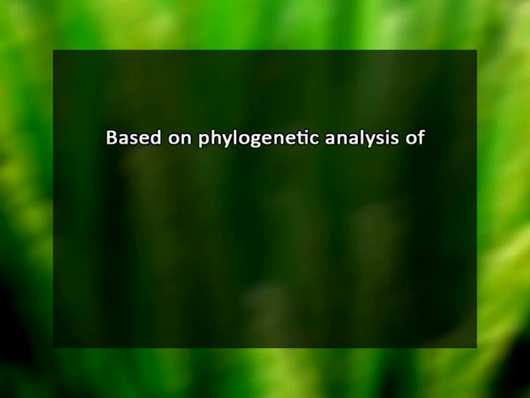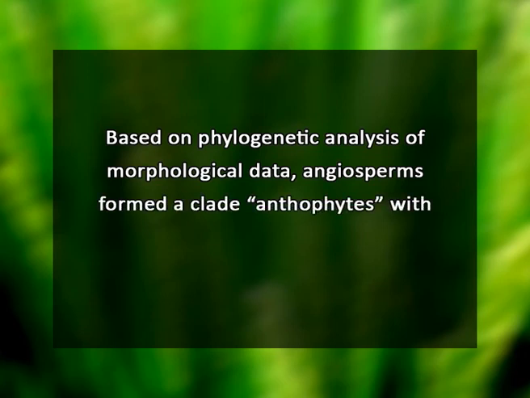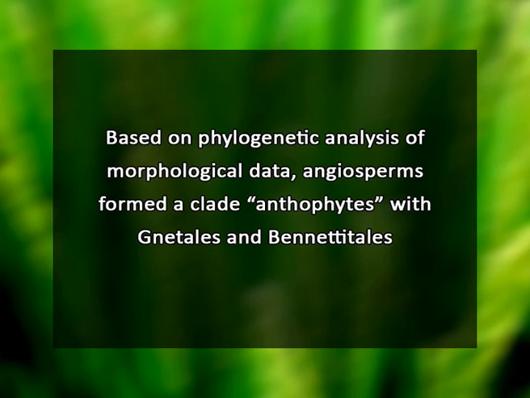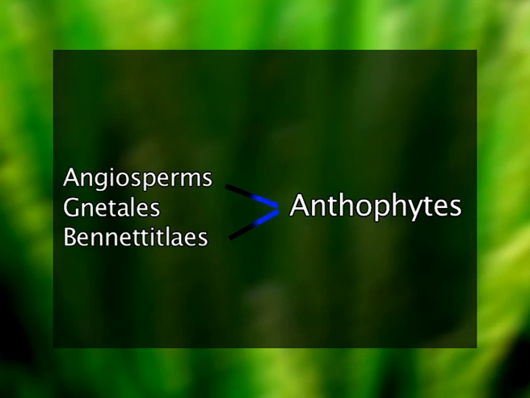Based on the phylogenetic analysis of morphological data, it was concluded that Angiosperms formed a clade, a monophyletic group, with Gnetales on one side and Bennettitales on the other side. This group, both Angiosperms and Gnetales and Bennettitales together, was referred to as Anthophytes. This name Anthophyte was in relation to the flower-like reproductive structures. However, very recently, this viewpoint has completely changed.